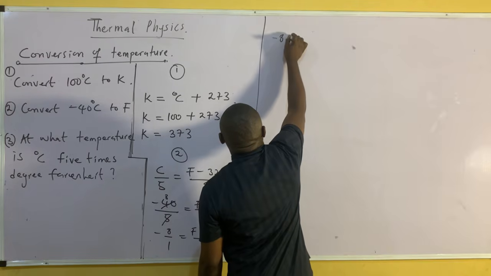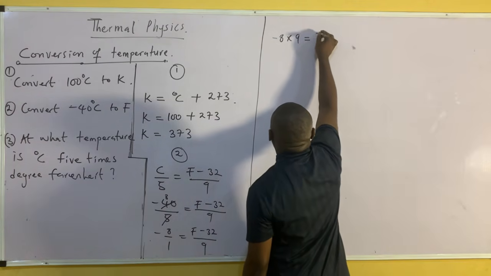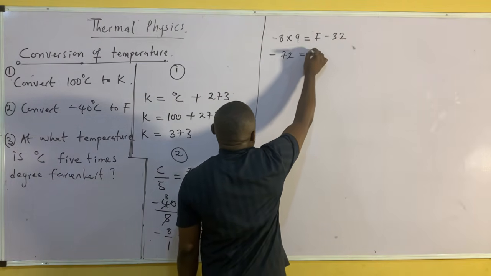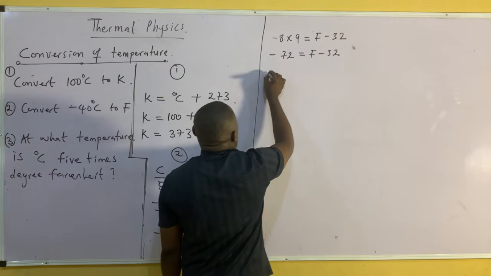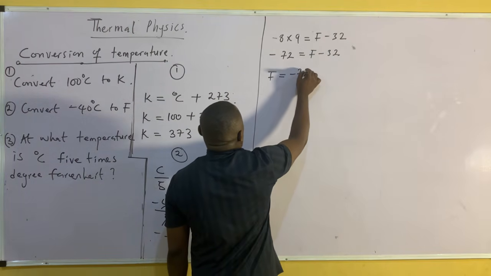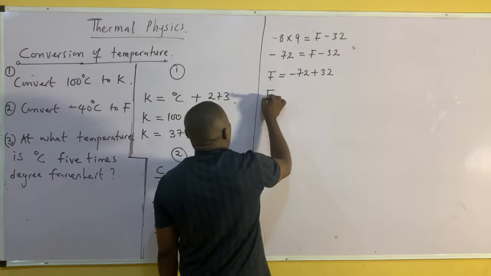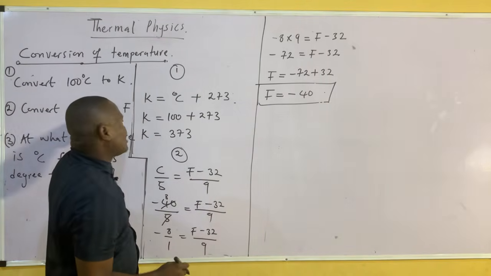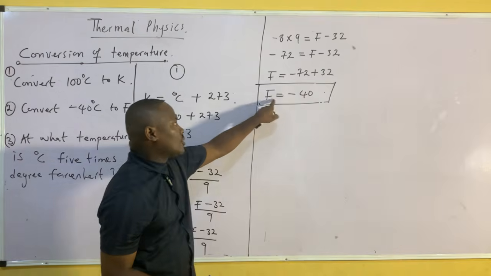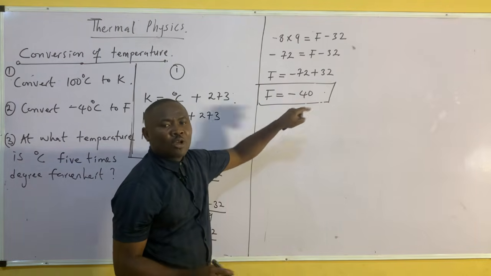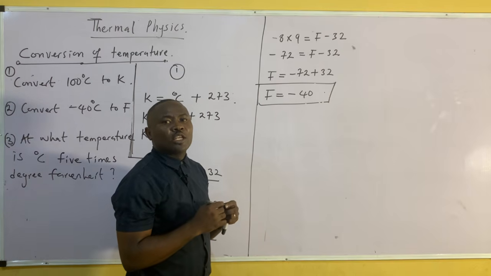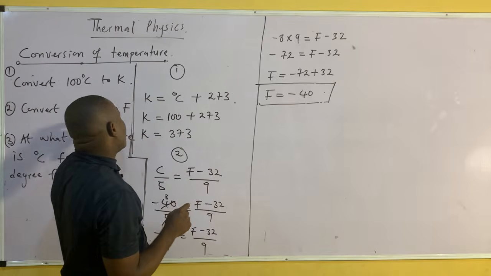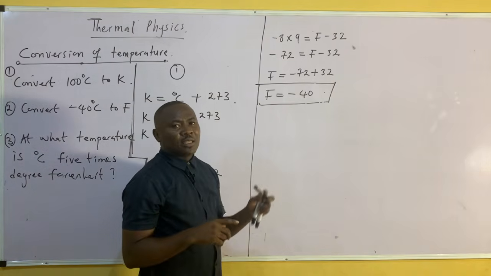Minus 8 times 9 is equal to F minus 32. So this becomes minus 72 is equal to F minus 32. So I have F will be equal to minus 72 plus 32. F will now be equal to minus 40. Minus 40 degrees Celsius equals minus 40 Fahrenheit. So if they ask you at what temperature is the Celsius scale equal to the Fahrenheit scale, the answer is minus 40.